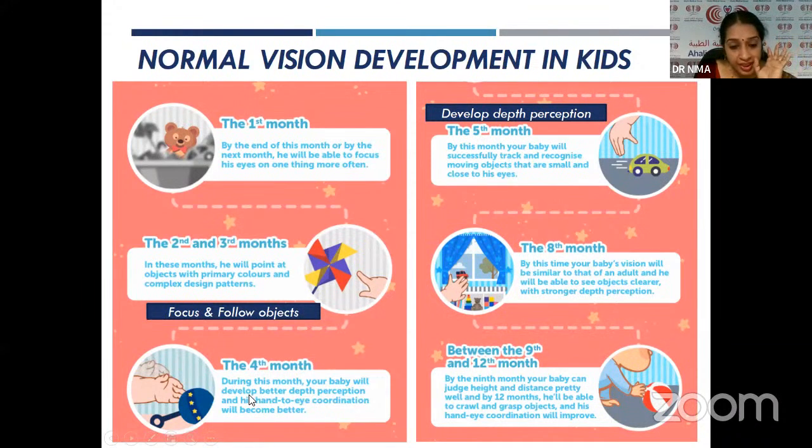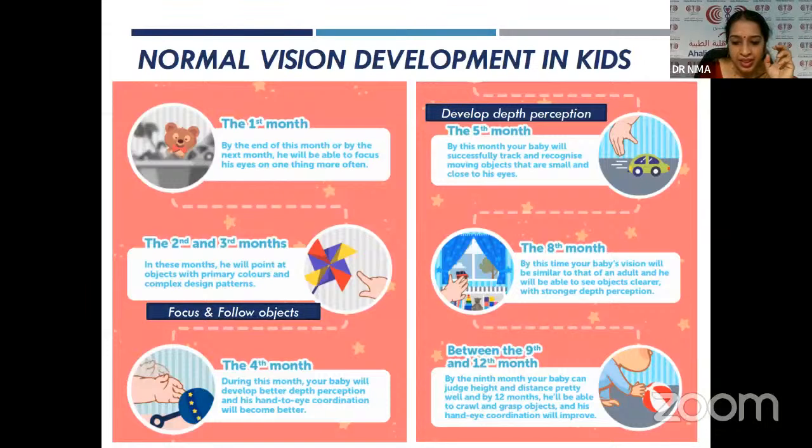Then by the fourth month, the three-dimensional view begins to appear. That is the beginning of depth perception. So the child assesses things better, and hand-eye coordination also becomes better. Then during the fifth month, the depth perception becomes more and more well developed, and the baby recognizes moving objects that are small and close to his eyes. By the eighth month, the vision is almost well developed, and it is almost similar to that of an adult. And he or she will be able to see objects clearly with good depth perception.